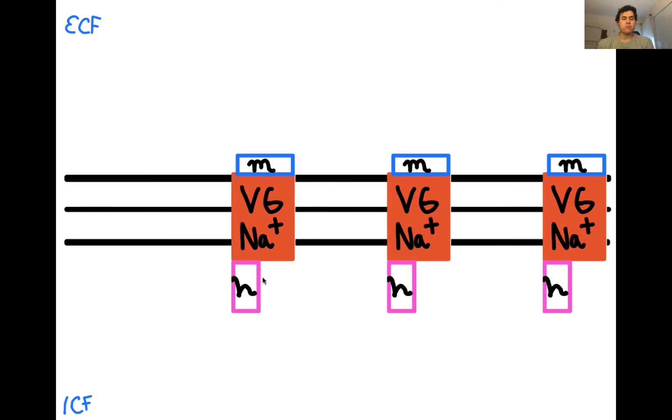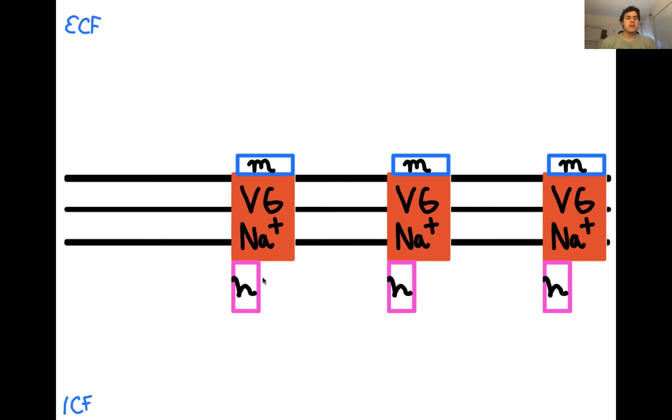Now, at rest, what we will tend to see is that the M gates of the voltage-gated sodium channel will be closed and the H gates will be open. What does this mean? This means that at the resting potential, voltage-gated sodium channels are closed but not inactivated.